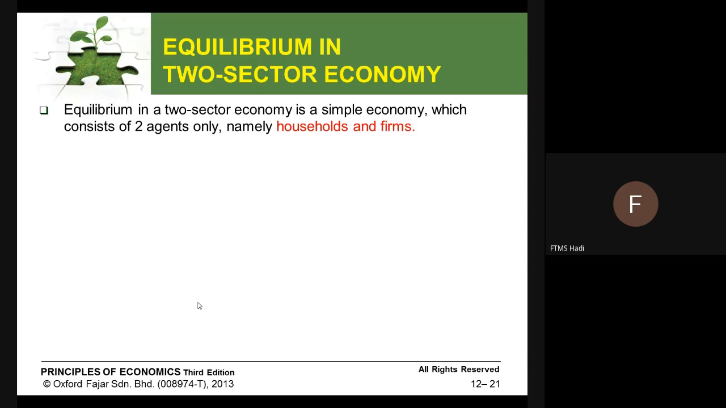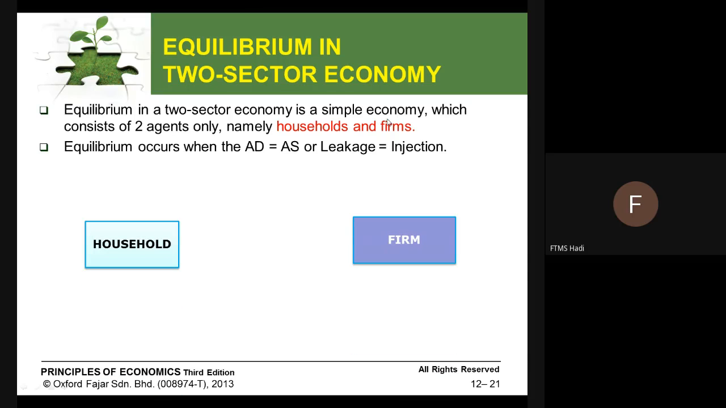Okay, equilibrium in the two sector economy. In this one, AD is equal to leakage. A two sector economy means that they are focusing on, number one, household, number two, firms. Isi rumah dan juga company. Household and firm, that means two sectors. First sector and second sector.